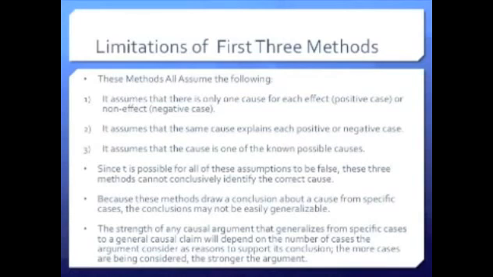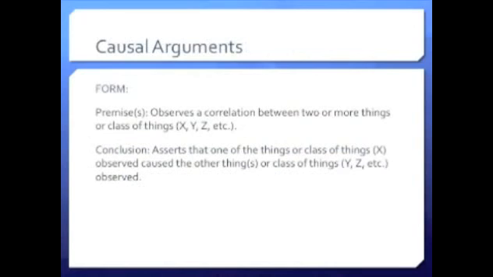Now that we have some understanding of how Mill's 5 methods work to identify causes or causal relationships, as well as some idea of the limitations of these 5 methods, let us now turn to how these methods are related to causal arguments. As mentioned previously in your lecture on inductive argument forms, a causal argument is an inductive argument that has the following general form or framework. In at least one of its premises, it observes a correlation between 2 or more things or class of things. And as its conclusion, it asserts that one of the things or class of things observed caused the other thing or class of things observed.